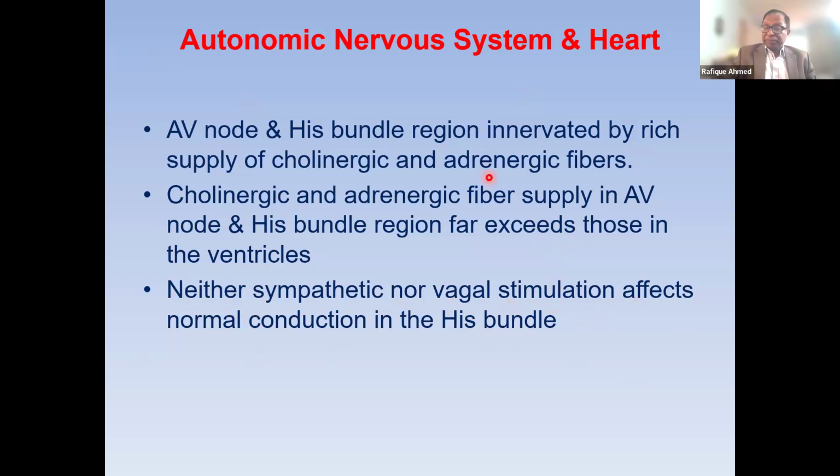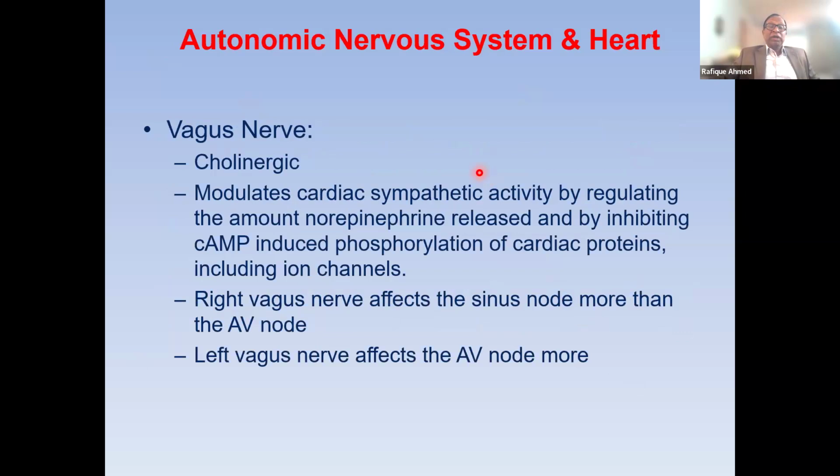What does it mean? So how does vagus nerve work? Vagus nerve actually is a cholinergic nerve, but it actually works through adrenergic tone. Vagal stimulation will allow release of norepinephrine. And also it can affect the channels by inhibiting cyclic AMP. And there is differential effect.